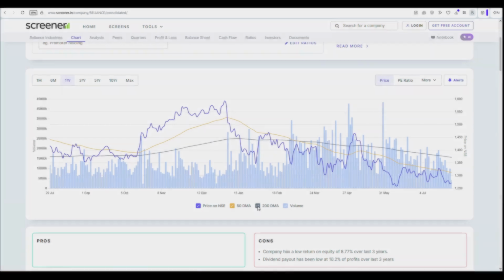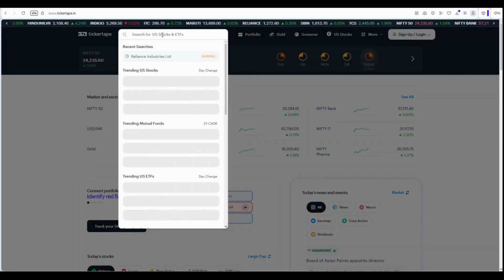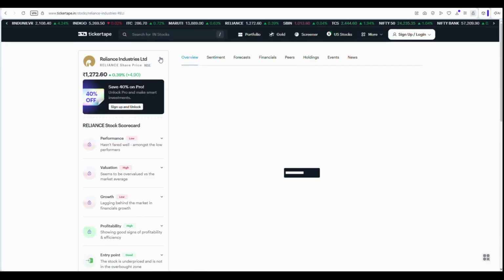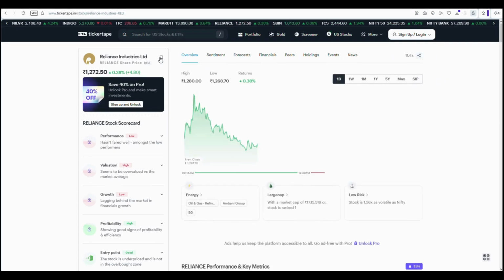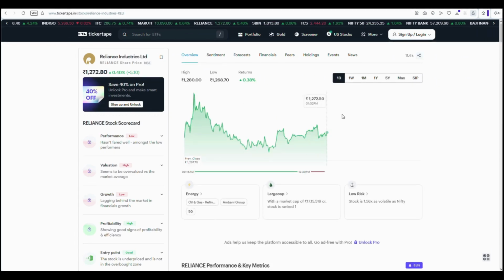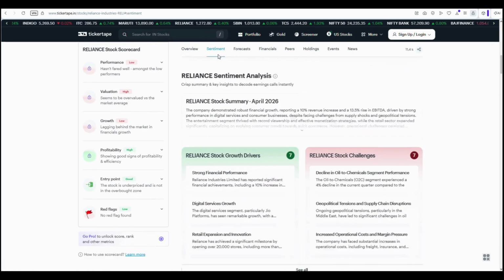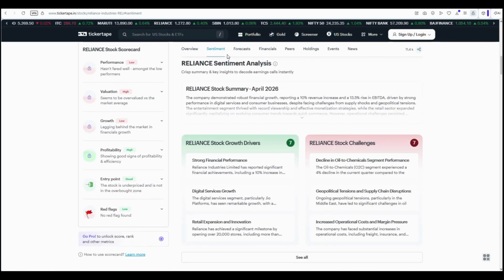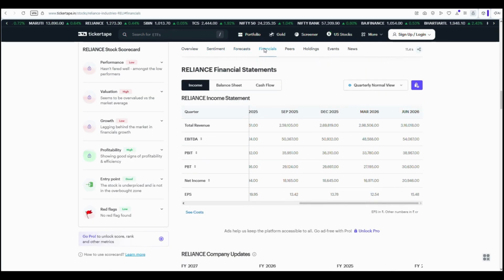Now let's open Ticker Tape. This website gives a clean overview of the company. You can quickly see the business description, basic fundamentals, performance, and important metrics. It's a great place because everything is organized in one dashboard.